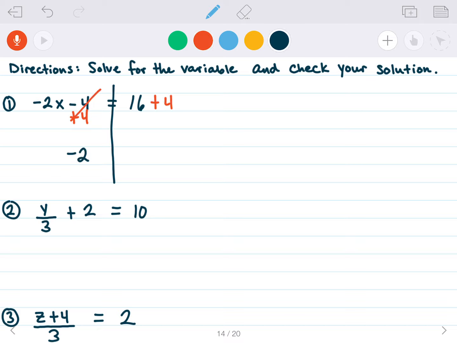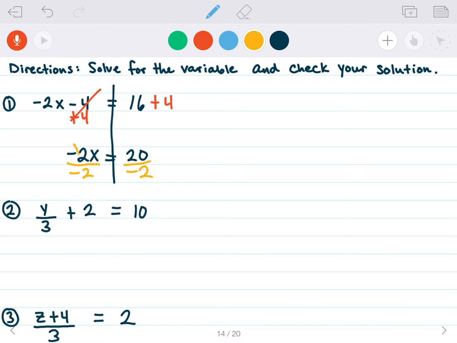And on the left side, I get negative 2 times x equals 16 plus 4 is 20. Now, am I going to add 2 to both sides? Well, certainly not. I'm not subtracting 2 from x. I'm multiplying negative 2 by x. Do you see that? Because there's no symbol in between the 2 and the x. That's multiplication. So I want to do the opposite of multiplication by negative 2, which is division by negative 2.